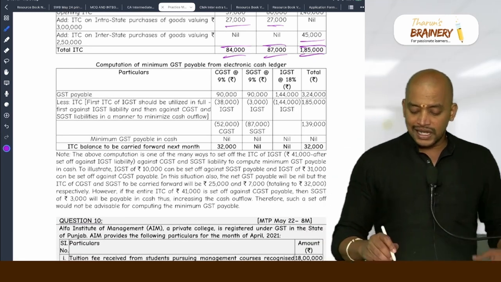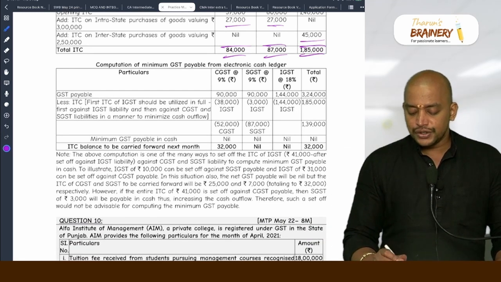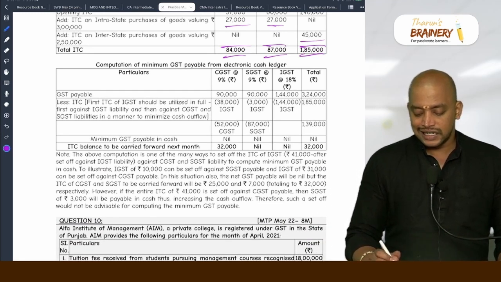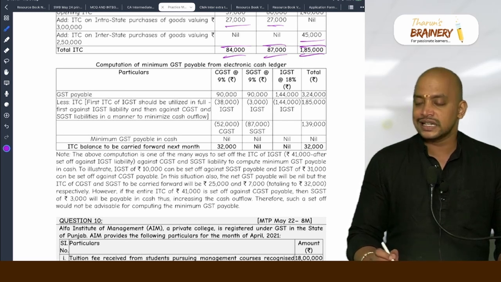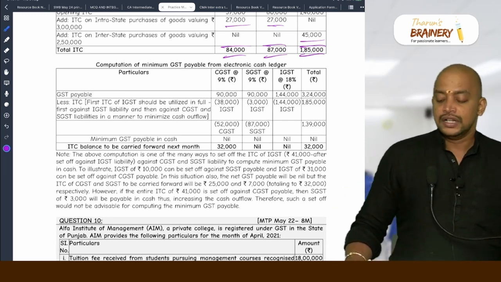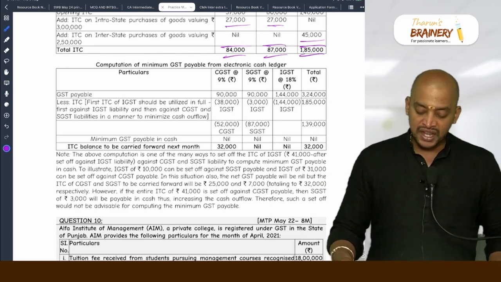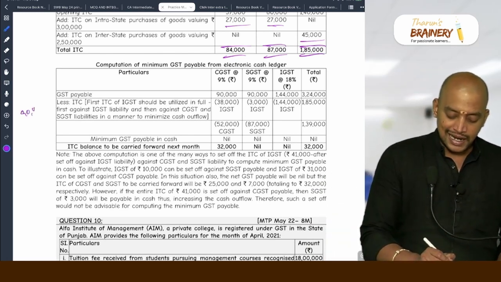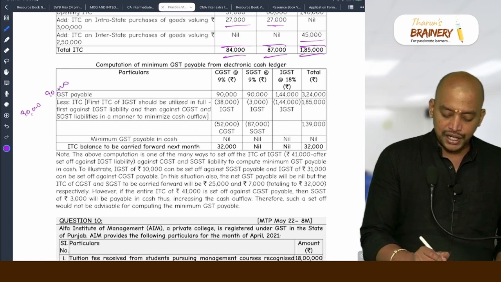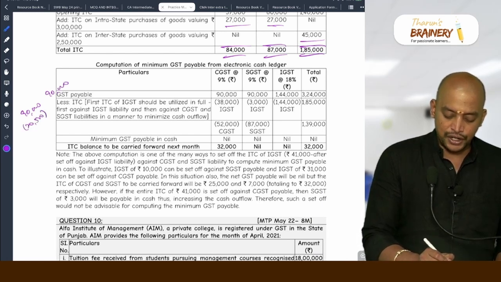Or what they have done is that fully it is used for IGST, for CGST and then SGST. Anything we can have. Suppose if you are doing 2,500 and 2,500, let's see what will happen. So 90 and 90. So 20,500 and 2,500. You understood how we got 20,500?